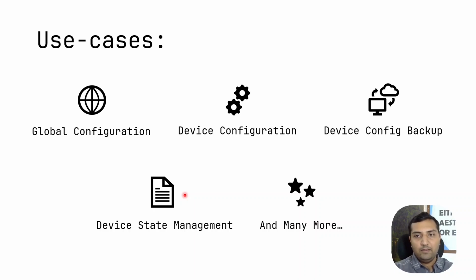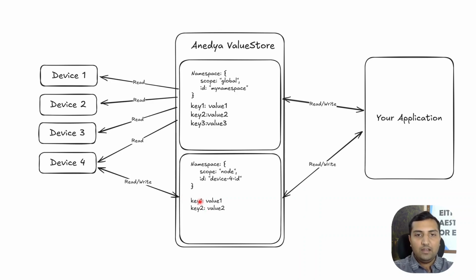Another scenario in which ValueStore is very helpful is device configuration backup. Imagine you have an industrial gateway which requires a very detailed user configuration before it can be operational. And what happens if that particular device fails and it needs to be replaced? In such scenarios, the device can take a backup of its configuration into the value store by writing the configuration value directly into its own namespace key, and that can also be accessed by your application. So you can also take a backup from your applications as well.